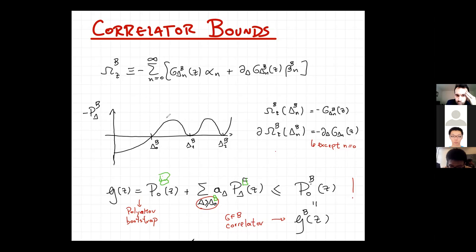Then all these terms will be positive. All these terms here will be negative because there's a minus sign here. And so we conclude that a general CFT correlator with this gap has to be smaller than the generalized free boson correlator. Okay? So this master functional is the extremal functional for a bound on the value of the correlator. The maximal allowed value of a CFT correlator.